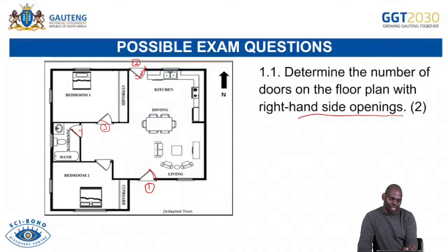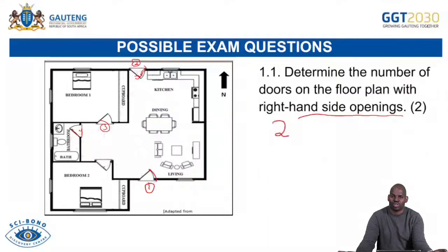So in this case, it's this door and the other door. I don't see any other door. So in this case, there's only two doors. So you just indicate the answer, it's 2. Yes, we had more than 2 doors, but not all of them open to the right hand side. So for this one, it's just 2.